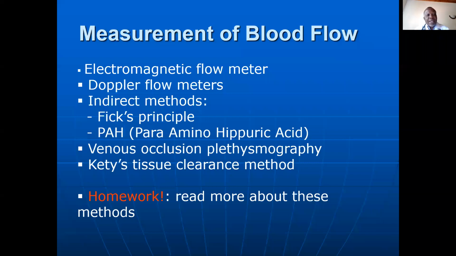And then there are indirect methods, the Fick principle. Some of you who did advanced biology may have come across that in high school, and then PAH, which is para-aminohippuric acid. Again, I invite you to read more about this. They're well explained in your reference textbooks. We have two other methods that are used less often, for example venous occlusion plethysmography and Kety's tissue clearance method. This is part of homework, read more about them for purposes of expanding your knowledge. We do ask questions about this, not deep questions, but just to reflect on the fact that you have a good understanding of the basic physiology.